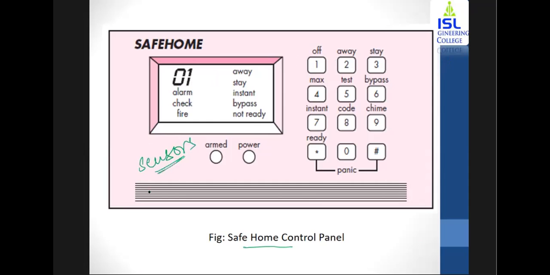You can have different sensors also embedded. You can have door sensors when a door is open, and you can have window sensors. Different sensors you can embed and attach with the safe home control panel.